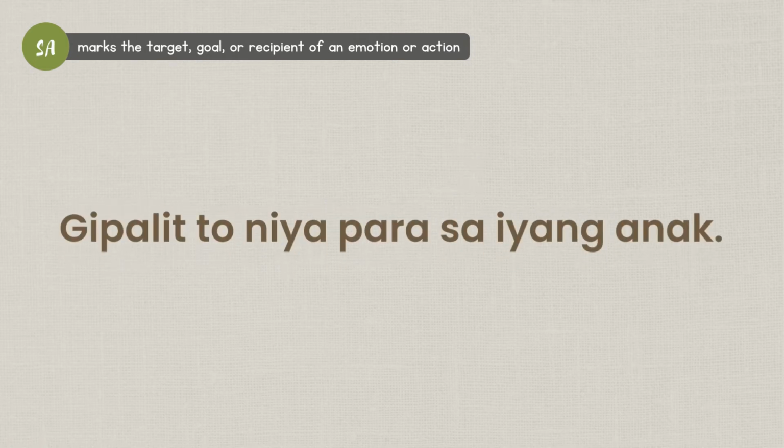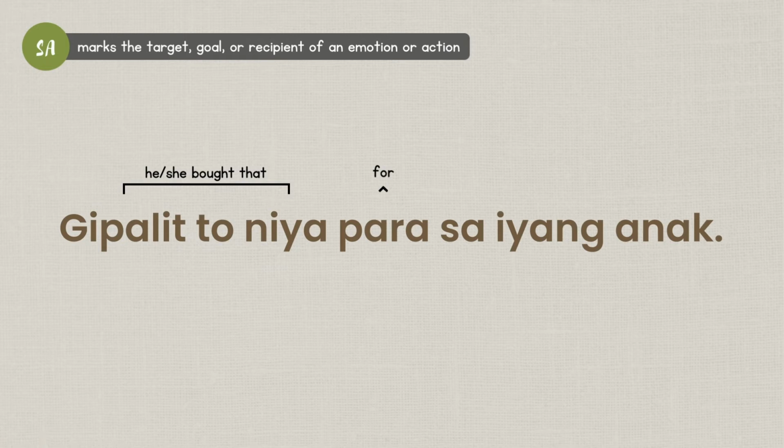Next example. Gipalit to niya para sa iyang anak. Gipalit to niya means she bought that. Para means for. As a side note, this one is a Spanish loanword. The Cebuano word for it is alang. You might still hear alang these days, but in a usual daily conversation, para is much more common.